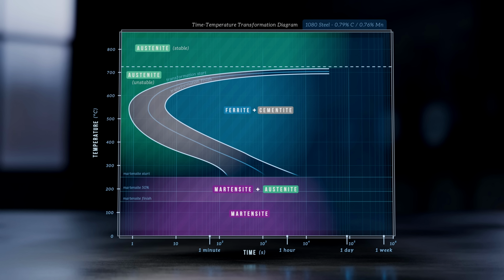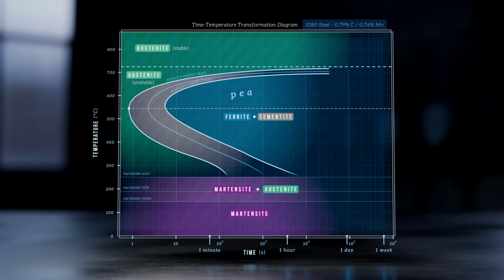A whole range of other microstructures can be achieved by manipulating time and temperature. A key feature here is the inflection point of the TTT diagram, often called the nose of the diagram. It marks the shortest transformation time, the temperature at which austenite is least stable and begins to transform most rapidly.